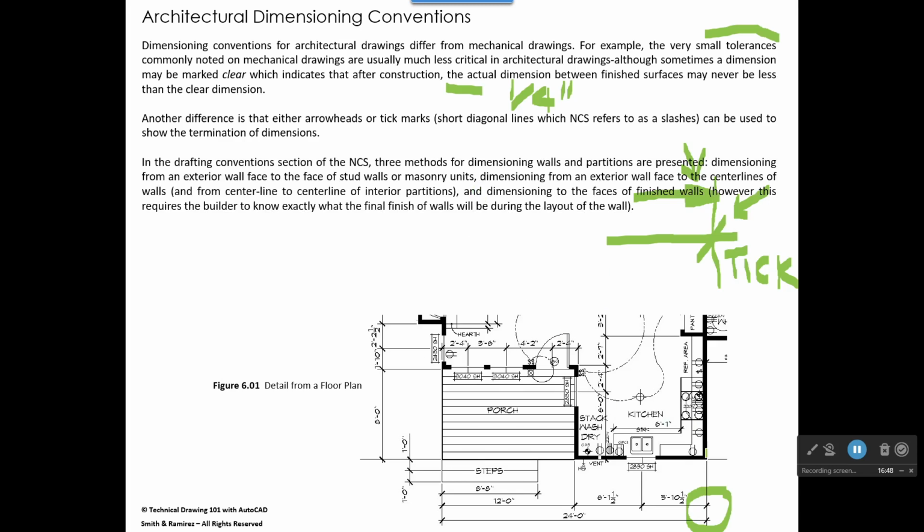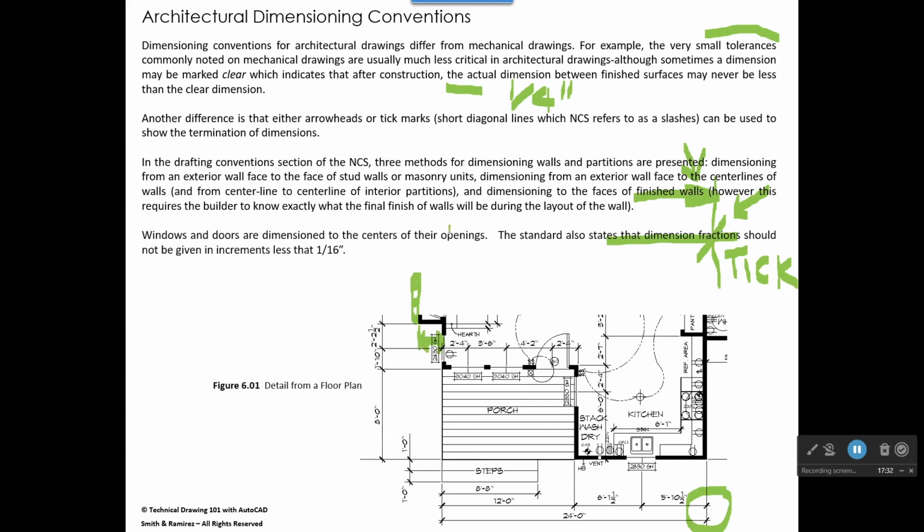Usually when we're framing, we want to go from the edge of a framed wall like this to the centers of other walls and partitions. So we're going to dimension from an exterior wall face to face to stud walls or masonry units. It's not a good idea generally to dimension if we had brick out here on the side of this, or stone. It's not a good idea to dimension from brick and stone because it's too irregular. So instead we would dimension to the inside where the framed wall begins, because that's more standard in size than stone or brick, and gives us a more accurate dimension, because it's finished lumber.